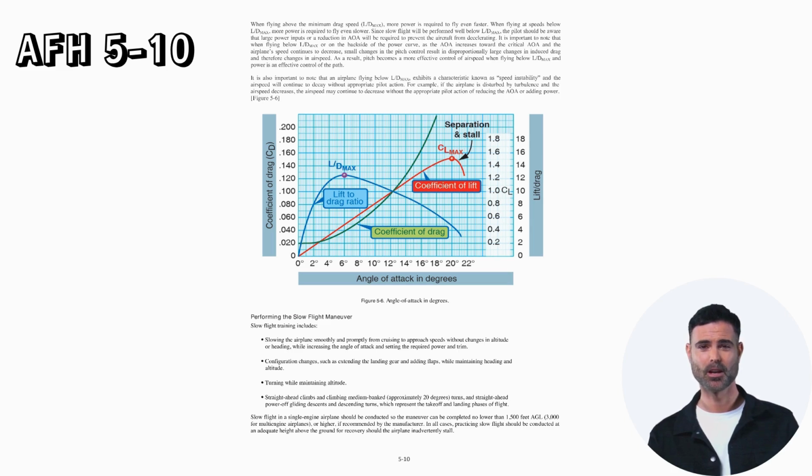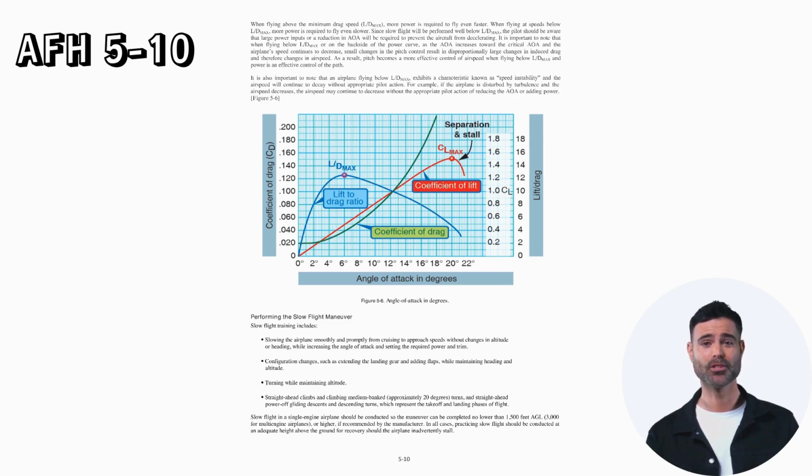It is important to note that when flying below LD max or on the backside of the power curve, as the AOA increases toward the critical AOA and the airplane's speed continues to decrease, small changes in the pitch control result in disproportionately large changes in induced drag and therefore changes in airspeed. As a result, pitch becomes a more effective control of airspeed when flying below LD max, and power is an effective control of the path.